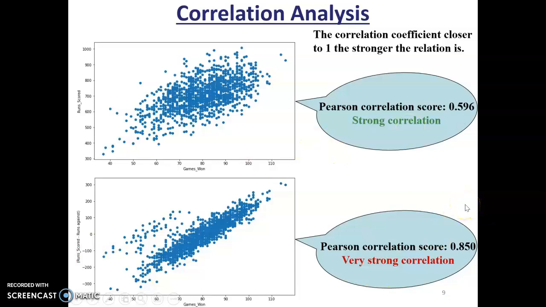Also at the bottom, we can see that runs scored minus runs against and games won have a very strong relationship, because the correlation coefficient is 0.850. Using this correlation analysis, we can select which attributes are strongly correlated, and we can select all those attributes for our next analysis, to be used in the regression model.